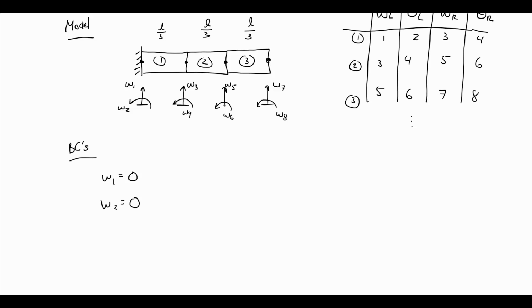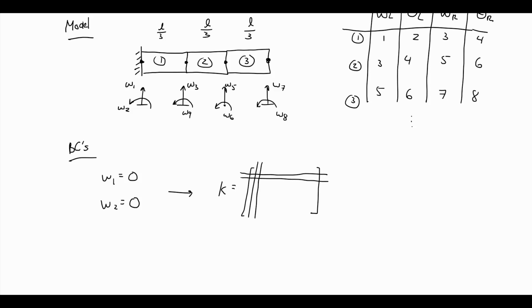So what does this do? This is going to say W1 and W2 are always 0. So that means for the K and the M matrices, we are going to eliminate the first and the second column and the first and the second row.